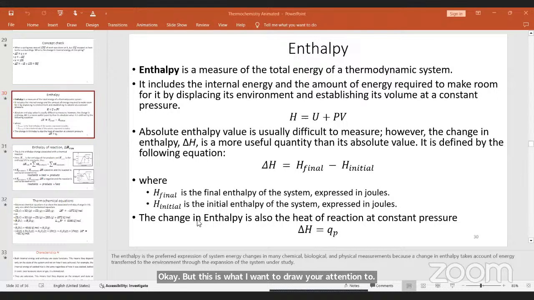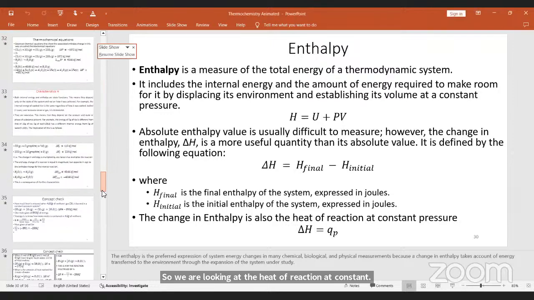Okay, this is what I want to draw your attention to. Remember when I said the change in enthalpy is also the heat of reaction at constant pressure. So your delta H is equal to heat absorbed at constant pressure. That is why, in the final equation we are looking at, we said that delta H is equal to Qp. We are looking at the heat of reaction at constant pressure, because that is what we are asked to calculate.